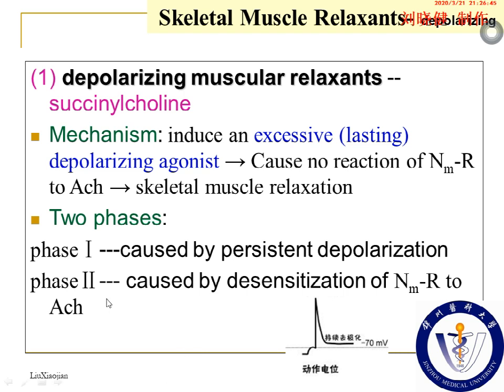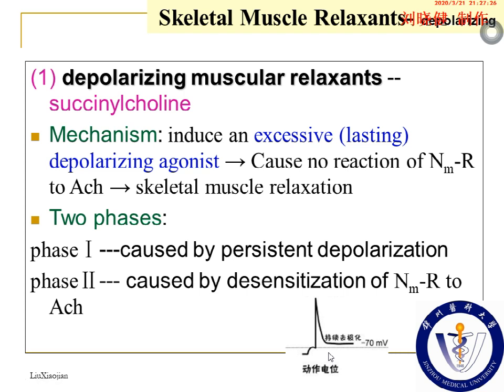Phase 2 is caused by desensitization of the NM receptor to acetylcholine. During this effective refractory period, because of this, the membrane potential is too high. So during this period, the muscle loses the ability to respond to other stimulants. So this is desensitization. During this period, the skeletal muscle is relaxed.